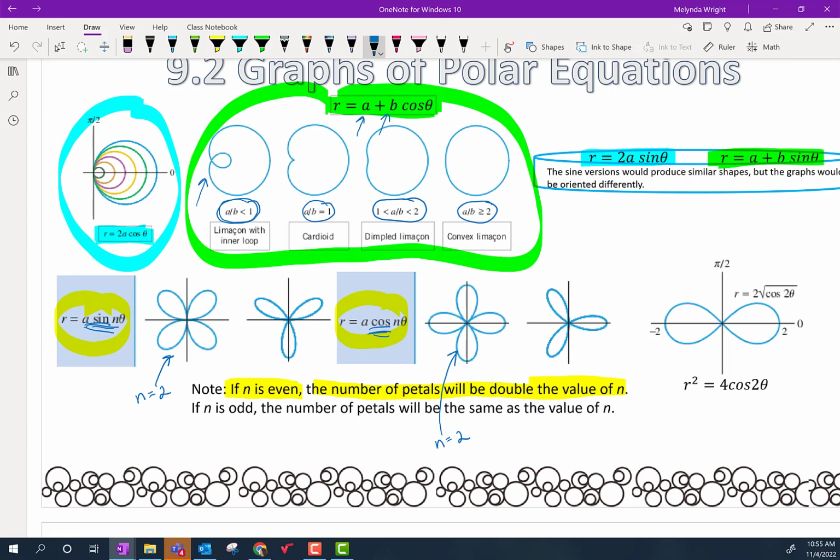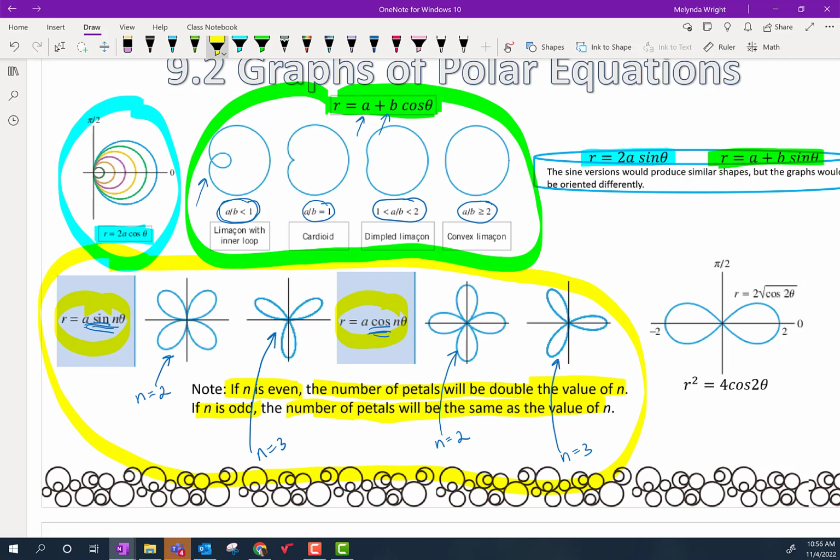Again, you don't have to memorize that. I just want to point out patterns that are possible for you to take a look at to see what's coming. So that's what happens if n is even. If n is an odd number, then the number of petals is going to be the same value as n. So if we were looking at this graph, this would be an n of 3, and that's a sine graph of an n of 3. And this one is a cosine graph of an n of 3. These right here are the next type that we would look at.